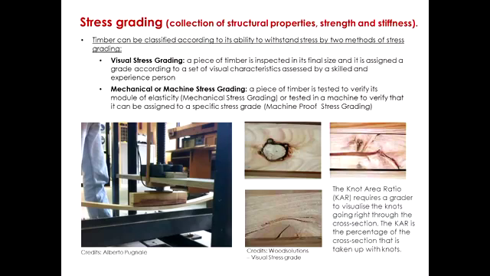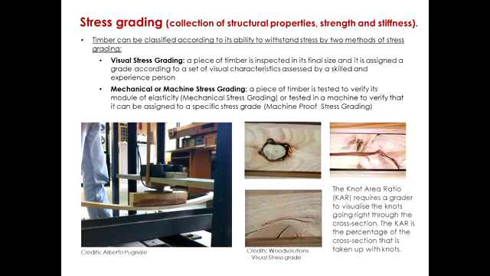And now, stress grading. Before using a timber product, like it happens for concrete, you probably remember the slump test, the compression test. We also want to make sure that we use products that have certain structural properties. You don't want your structures to collapse. So there are two ways to do stress grading in timber. There is visual stress grading, and there is machine stress grading or mechanical stress grading.